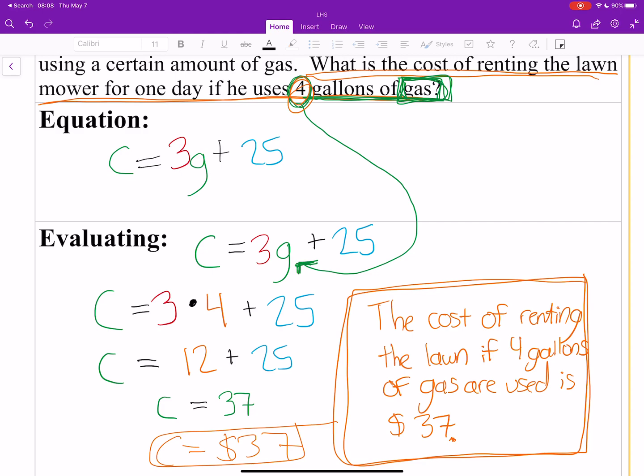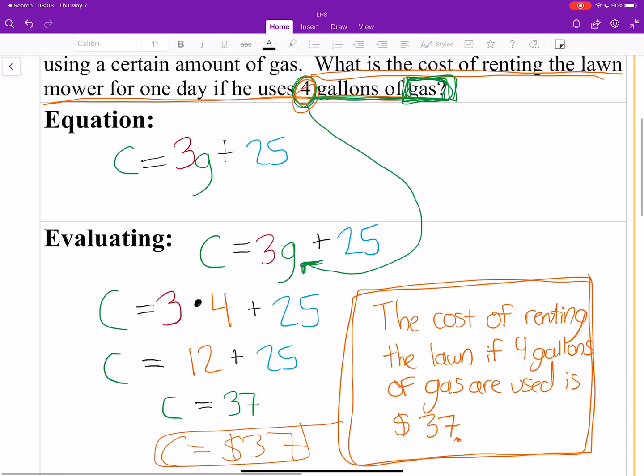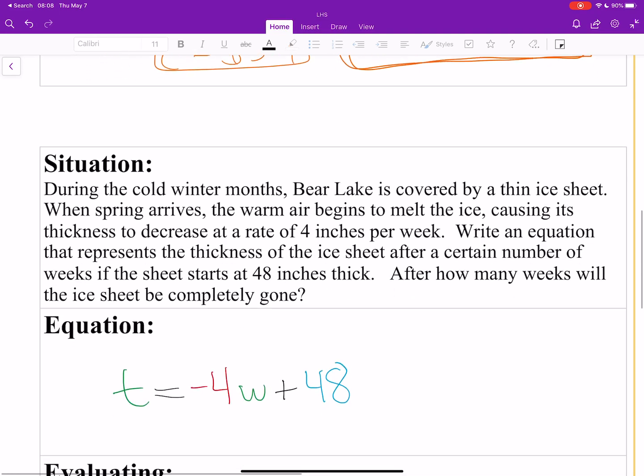Now that we've written a linear equation to model this situation, we can find out, hey, if I maybe used up 15 gallons of gas, which is a lot. You'd never do that mowing lawns, hopefully. But you could see how much it would cost you. And then you could decide, hey, am I going to make any money off of this?